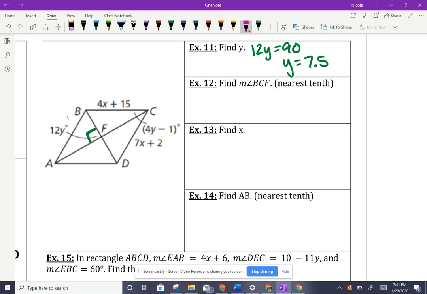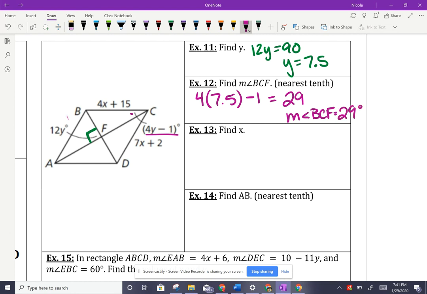So now I need to take that y because it's telling me to find the angle of BCF. BCF, so this angle right in here, is 4y minus 1. So all I have to do is take that y, plug it in, minus 1. 4 times 7.5 is 30. 30 minus 1 is 29. So the measure of angle BCF is equal to 29 degrees.